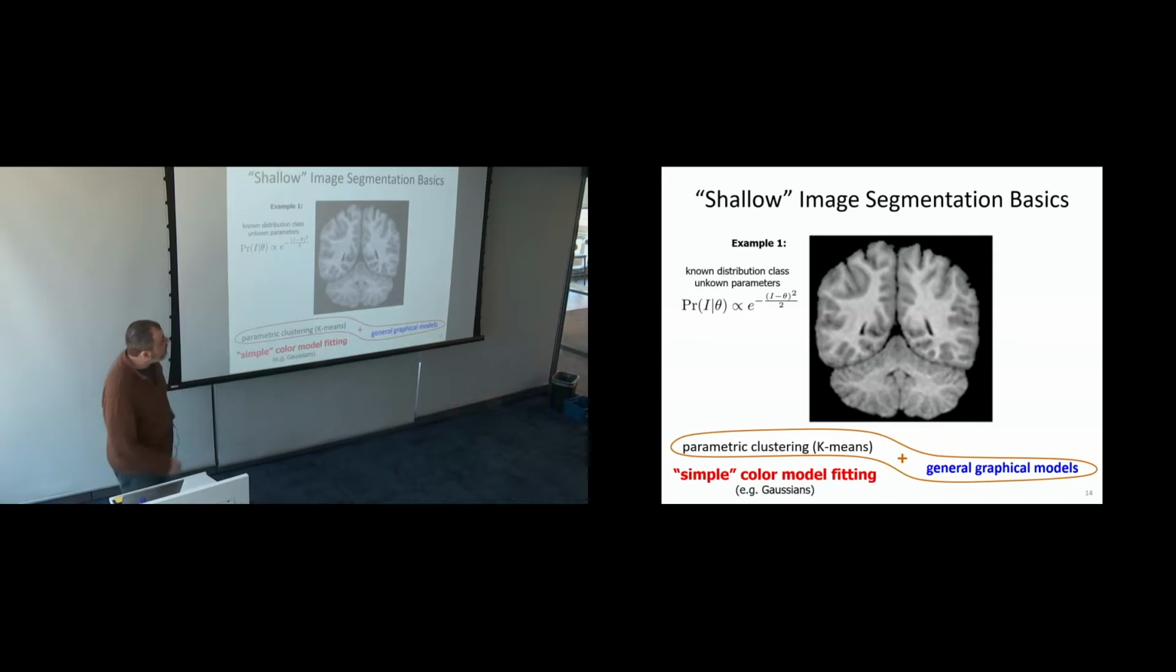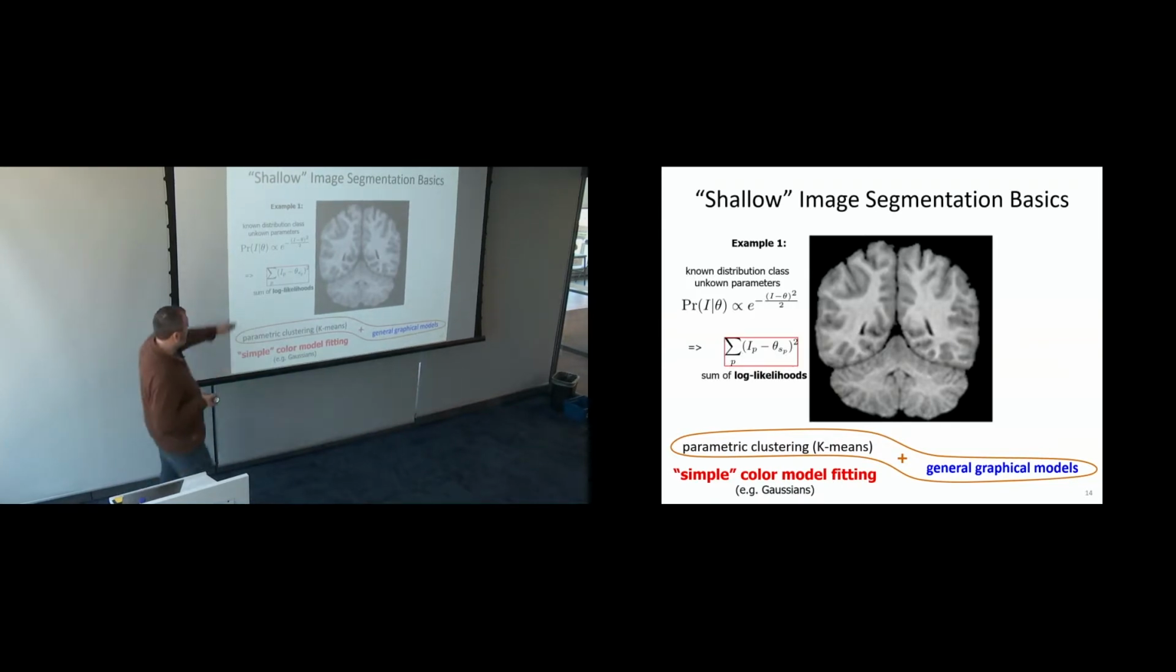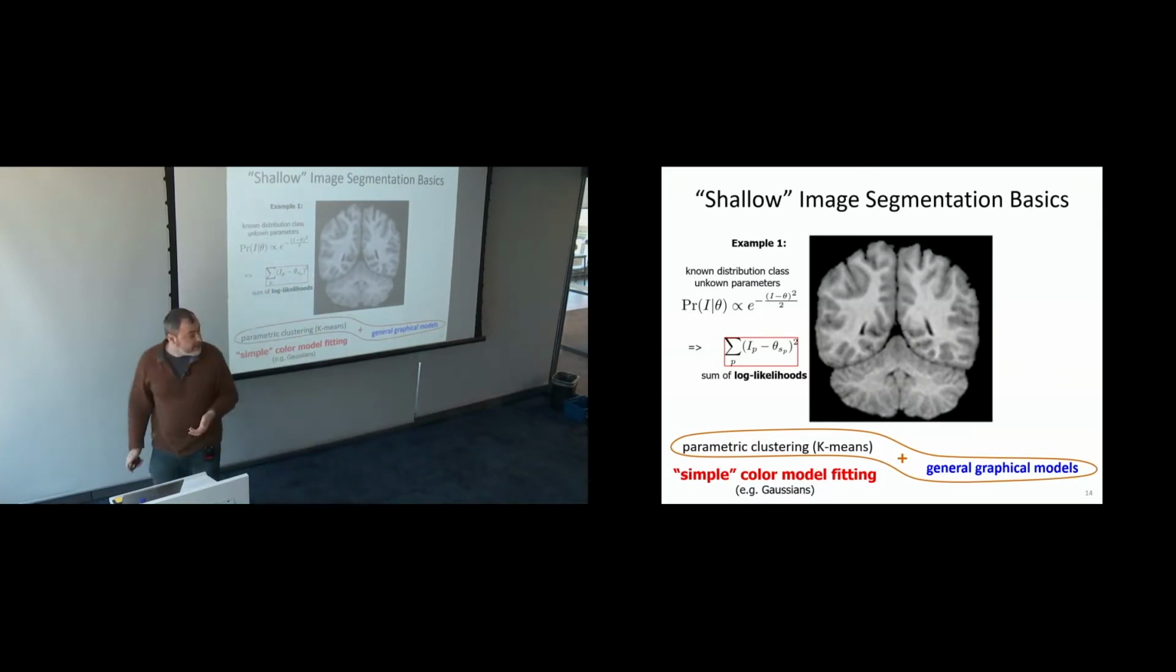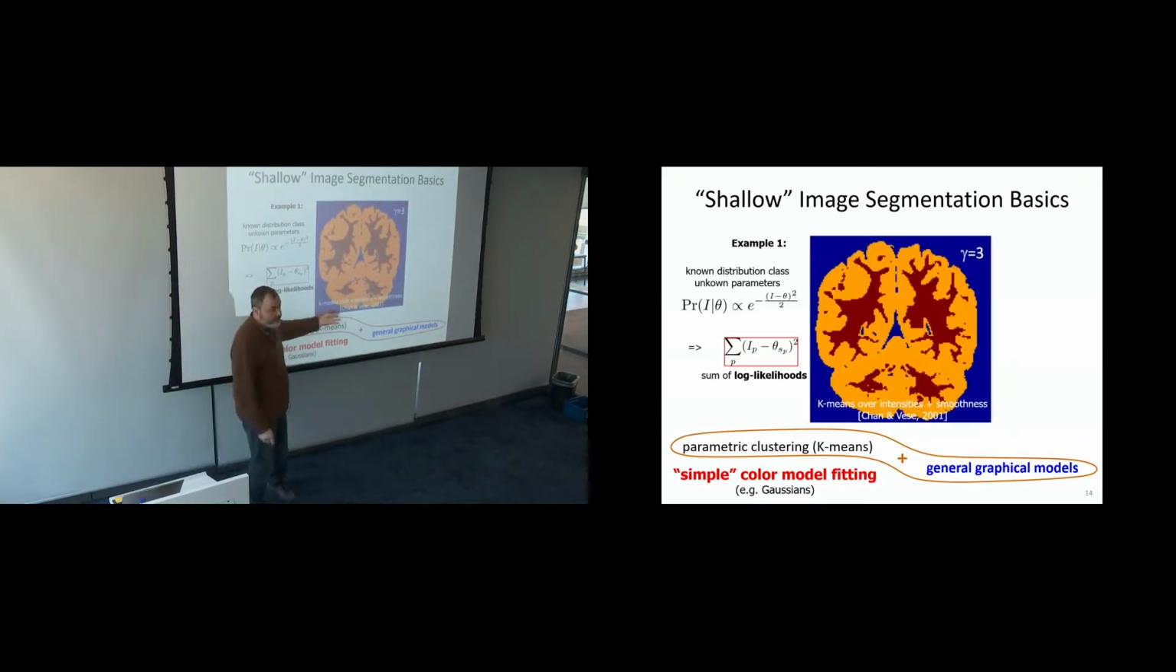If I plug this with unknown theta into my sum of log likelihoods, you're going to get k-means exactly, because the negative log of this gives you what's on the top. So the sum of log likelihoods you've seen before is just k-means in the color space, in the feature domain, in this case just the intensity domain. You combine this with some kind of regularity in the image domain. That's what this energy is about, and this is the well-known Chan and Vese model, 2001.